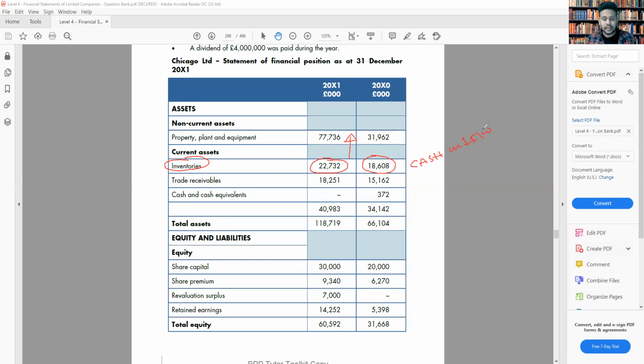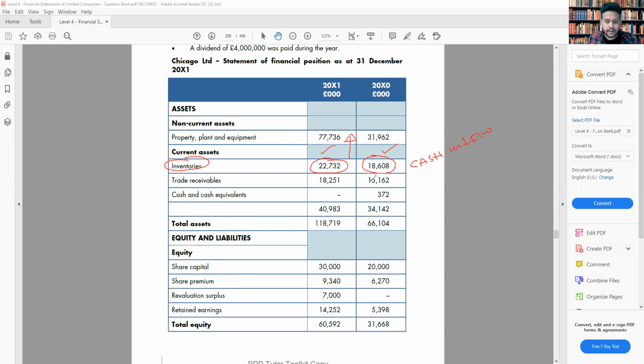Because in 2010 my inventory was 18,000 and in 2011 my inventory is 22,000, that means I purchased more inventory. My warehouse has more inventory now. So if I buy more, then I have to pay more. So I paid, so money is going out, so it's a cash outflow.